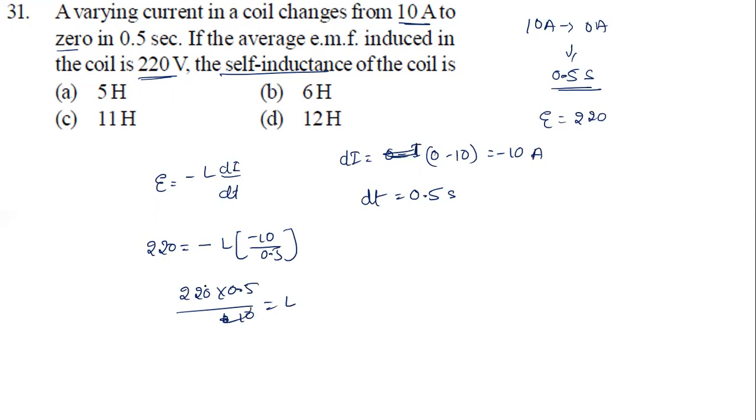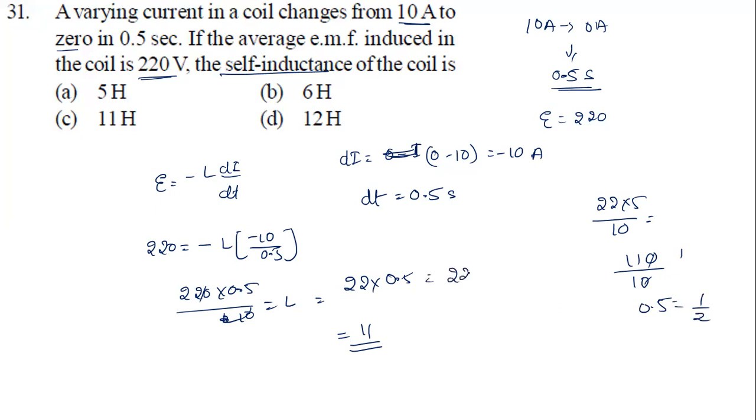So what does it become now? The 10 cancels, so it becomes 22 into 0.5. 0.5 means 5 by 10, so 22 into 5 by 10 is 110 by 10, which becomes 11. Or simply, 0.5 means 1 by 2, right? So 22 divided by 2 becomes 11. So the answer is 11 Henry.